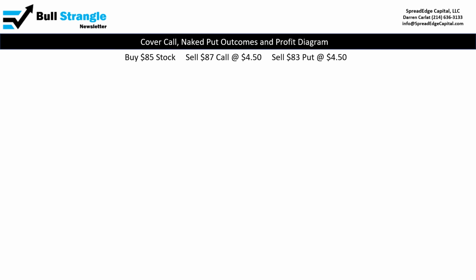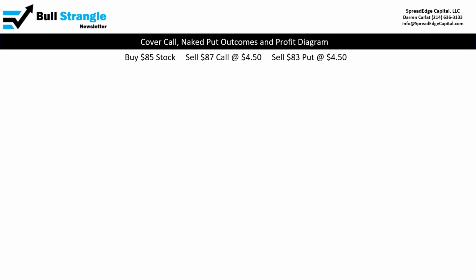So this is what I'm calling the full strategy. This is what I trade in my personal account. It is a covered call naked put, or I'm calling it the Bull Strangle strategy. Now, again, these assumptions, this is actually a pretty aggressive trade in terms of the $9 worth of option premium compared to the $85 stock. There's usually one or two of my five that'll have this much option premium, but I will just tell you right off the bat, this is on the high side when it comes to option premium.